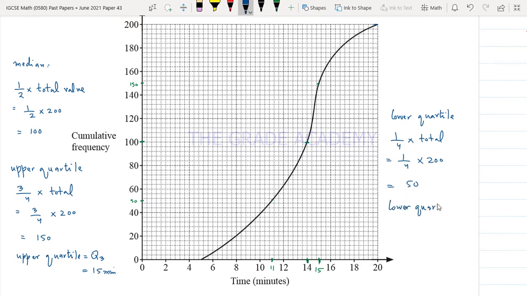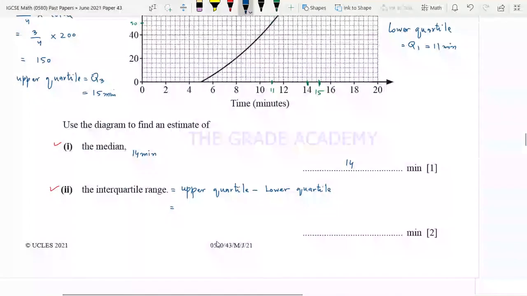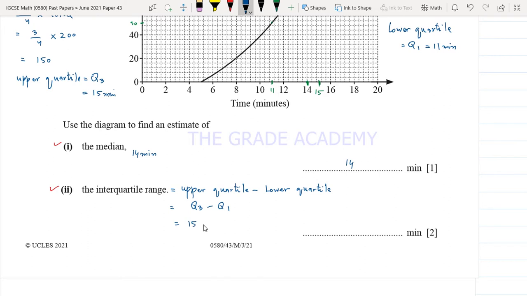So the lower quartile, which is also represented as Q1, is equal to 11 minutes. So our upper quartile from the graph is 15 minutes and the lower quartile is 11 minutes. So the interquartile range, which is upper quartile minus lower quartile, or Q3 minus Q1, is equal to 15 minus 11, which is 4 minutes. So 4 minutes is the interquartile range from this cumulative frequency diagram.